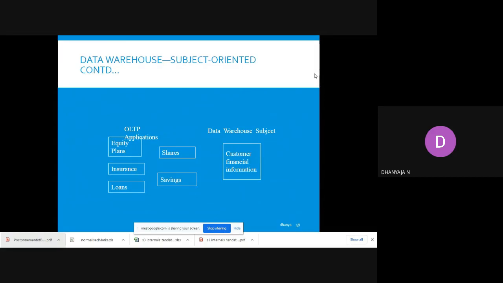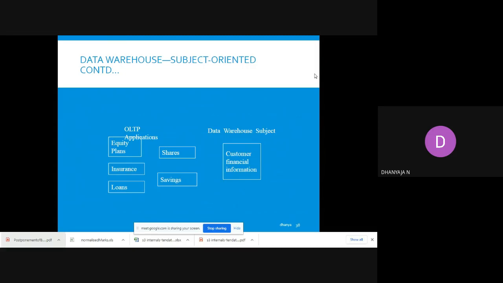So here you can see a subject-oriented system. We are saying the data warehouse is a subject-oriented system. Here a bank manager has a person requesting a loan, and the bank manager has to take a decision on it. While taking the decision, he has to consider some factors like what is the financial condition of that particular customer, how he will repay it, whether he will be able to repay the loan. So for all these things, he has to know about the financial condition of that particular customer.